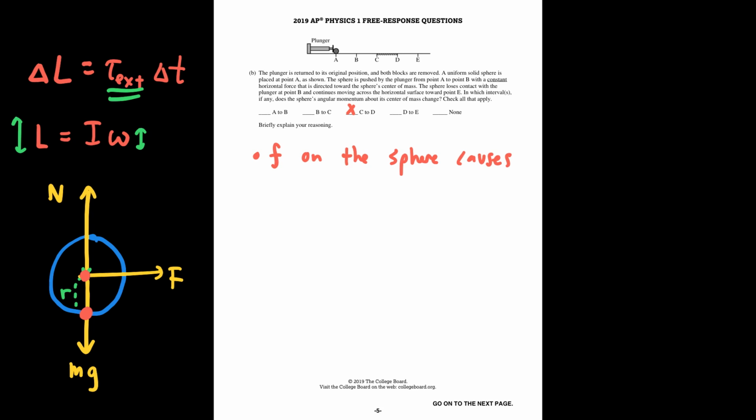causes a torque that makes the sphere rotate. And this is a briefly explain your reasoning question. So maybe I could have come up with a better explanation or a better way of saying that, or maybe somehow tie it to the angular momentum a little bit better. But in general, I think that the reasoning is there. So that's the end of the first problem.